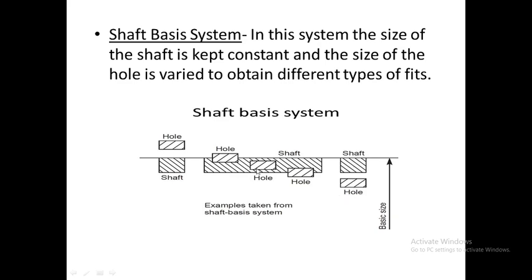Whereas for the third case, the tolerance zones for the hole as well as the shaft are overlapping with each other. So depending upon the actual dimension of the hole and the shaft, this combination will give us a transition fit. So finally we have completed the hole basis system and shaft basis system. Thank you.